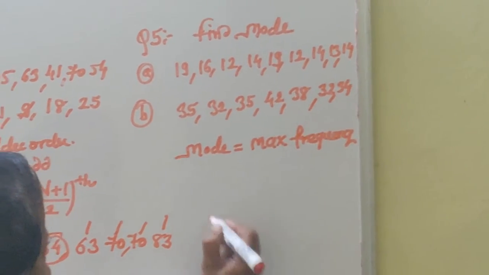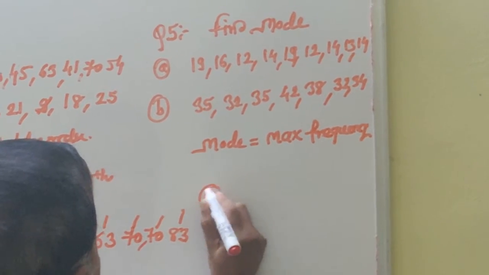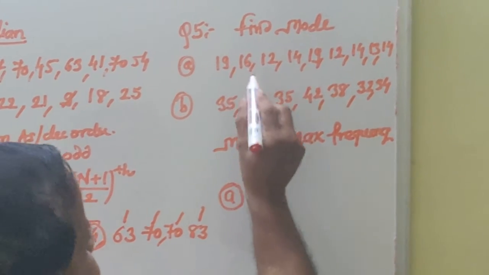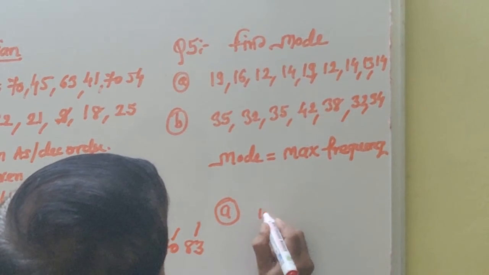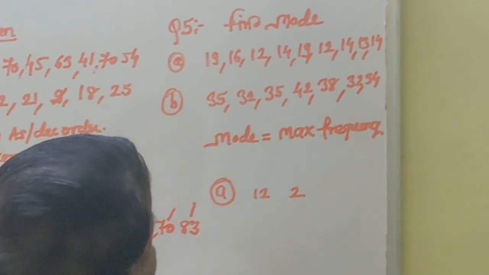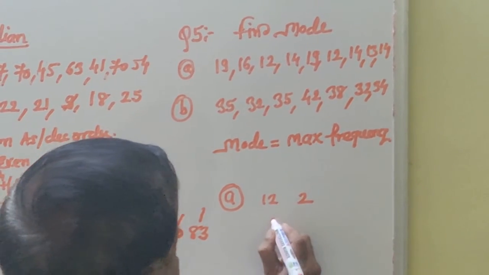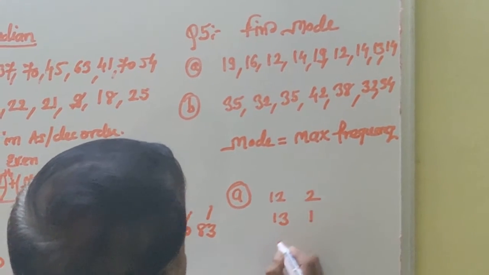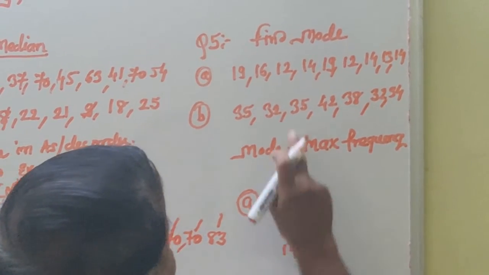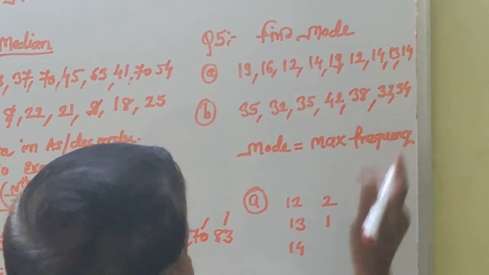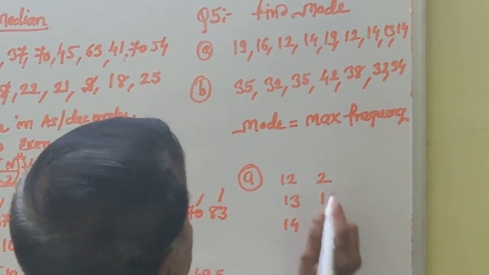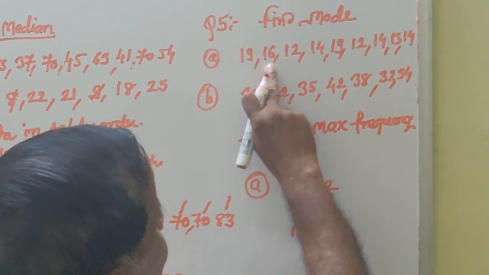Okay. For a problem, I am writing how many times 12 are coming. 12 are coming for 2 times. Okay. Now which number is coming? 13 only one time. 14 how many times are coming? 1, 2 and 3 times are coming. Okay. Now 16 will come only one time.